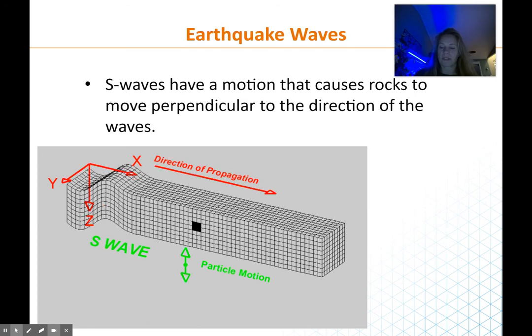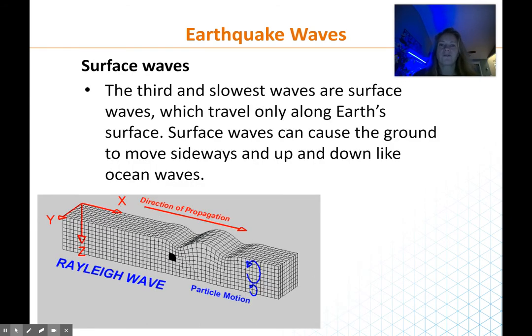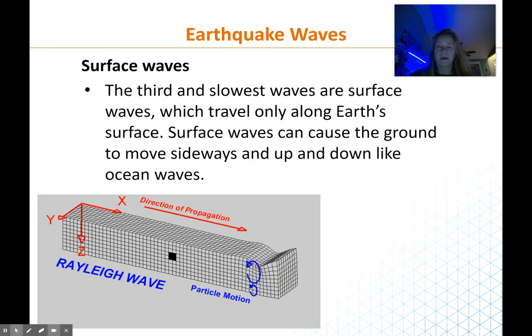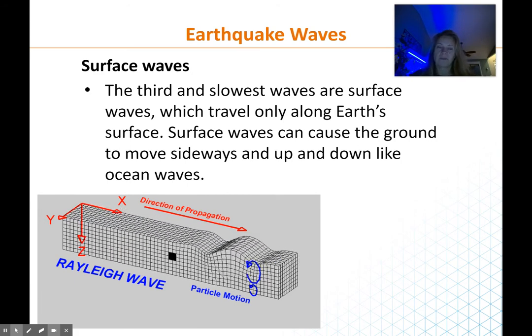So that's why they're secondary waves. And then the third wave is called a surface wave. Surface waves are basically just on the surface. So when a P and an S wave reach the surface, they become surface waves. And surface waves are what we feel. We don't feel P and S waves. We only feel these surface waves because we're on the surface of the earth.